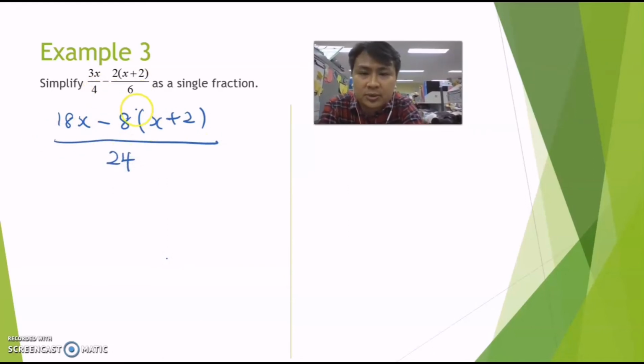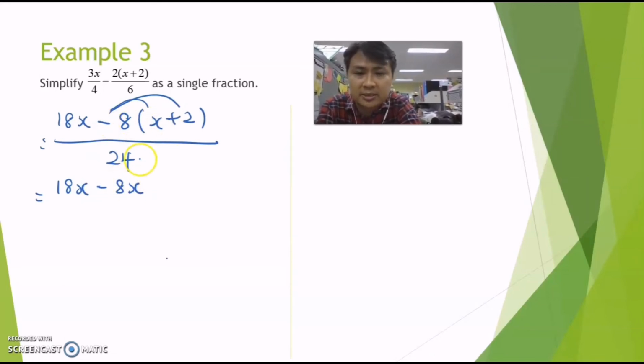Right? Now, after this, we need to apply our distributive law. So we continue. So you'll have 18x. Right? Negative times positive will give us negative. And 8 times 1, you get 8. So 8x. Okay. Again, negative times positive. Okay. Negative 8 is being distributed to 2. So negative 8 times positive 2. Right? Negative times positive, negative. Write down the minus first. 8 times 2, 16. Okay, just write it down like this. Then over 24.